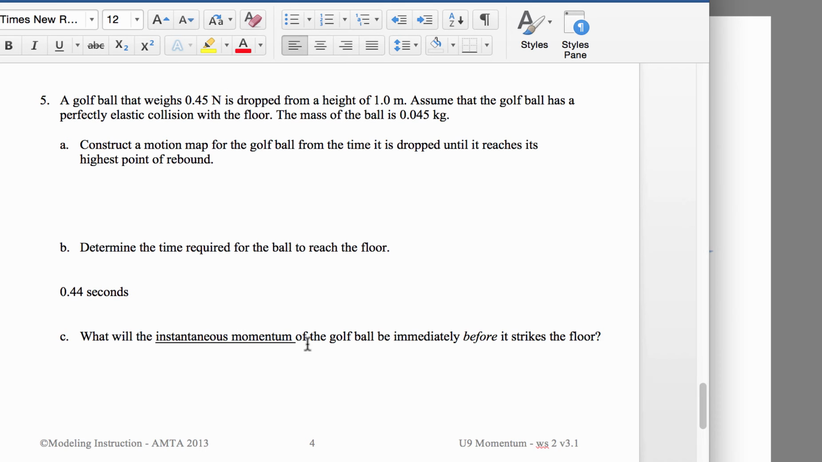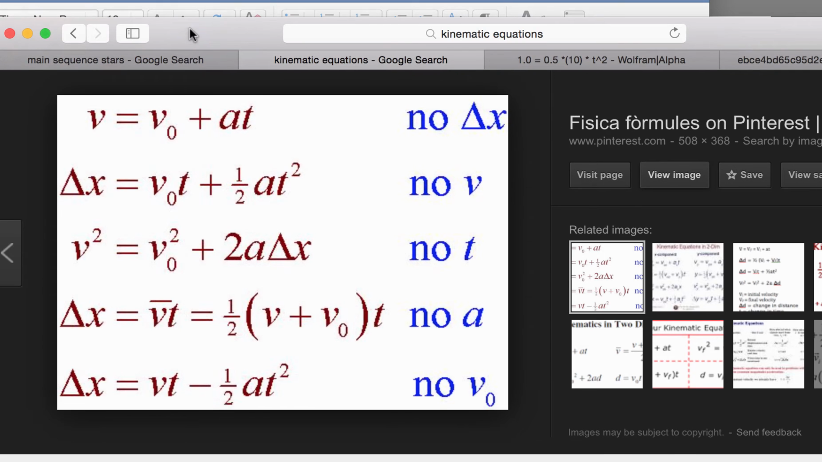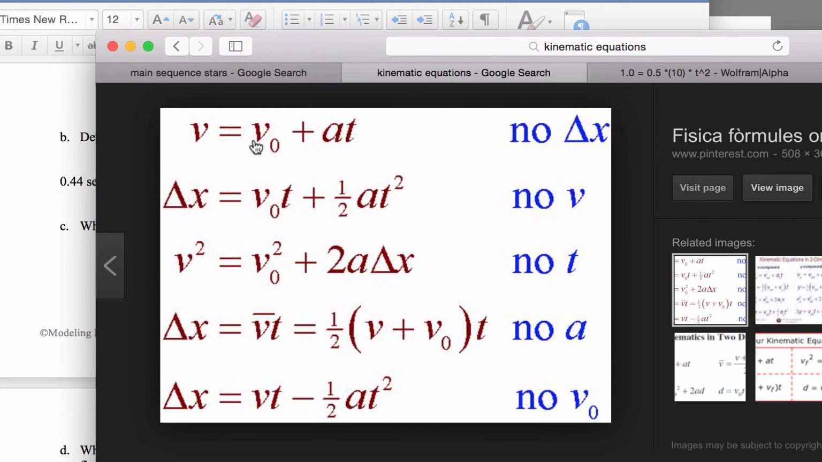What will the instantaneous momentum be just before it hits the floor? Okay, here I gotta go back to my kinematic equations. And we're going to be using this one. The velocity of the ball will be the initial velocity, which was 0, plus... we could use a bunch of these, but this one is simple. The velocity is acceleration times time. Do we know the acceleration of the ball? Yeah, it's gravity. It's 10. Do we know how long it was falling? Yeah, 0.44 seconds.